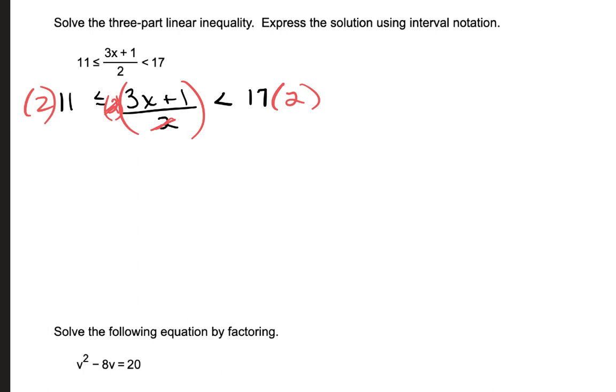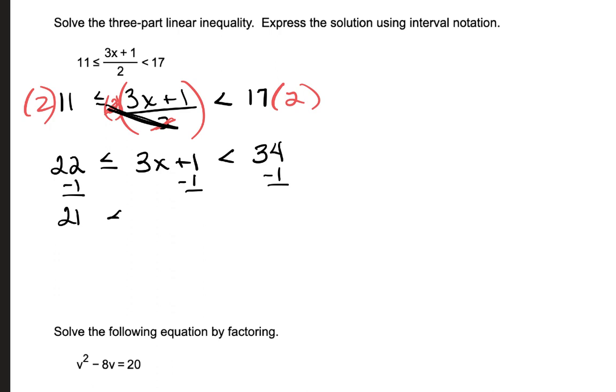No more fractions. So we have 2 times 11, 22. The 2's canceled, right? Remember, those canceled. So we're left with 3x plus 1. And then here we have 17 times 2 is 34. All right? Okay, so we're still trying to get x by itself in the middle. So let's get rid of that 1. We can subtract 1 from all 3 sides. And that leaves us 21.